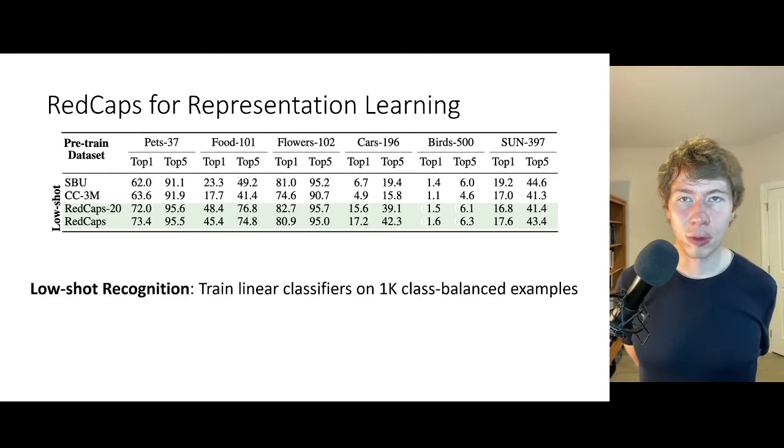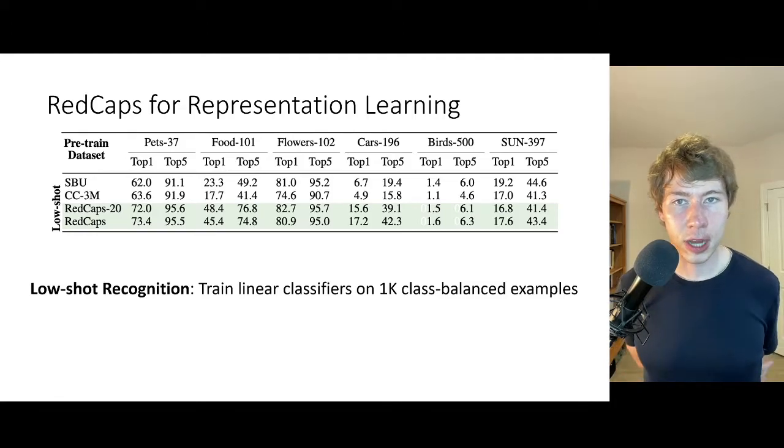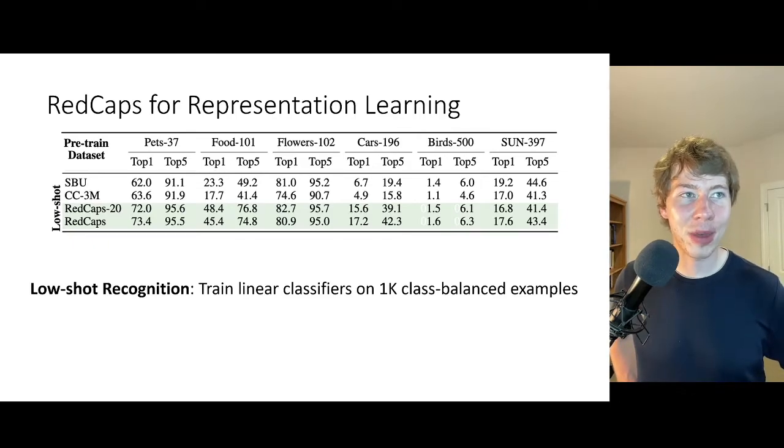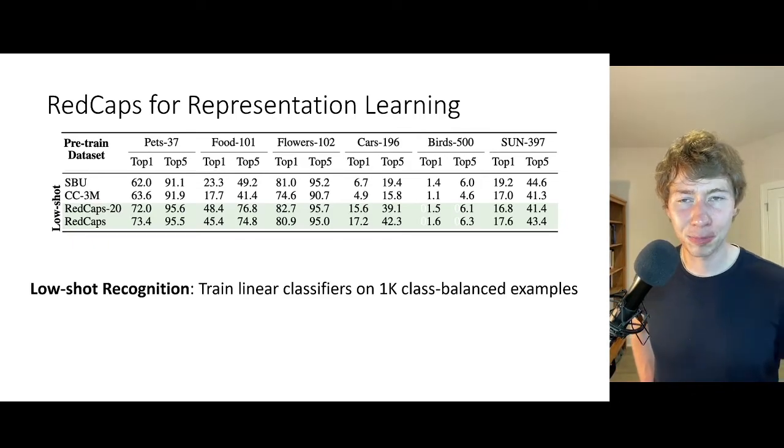One of our main results here is low shot learning. So we learn these visual representations on these datasets, and then train linear classifiers in a low shot regime using just 1,000 training examples for each of these 6 different datasets. And we see that overall, models trained on RedCaps do better than other datasets on 5 out of 6. We lose a little bit on Sun 397, but we are quite a bit better on all the other datasets.